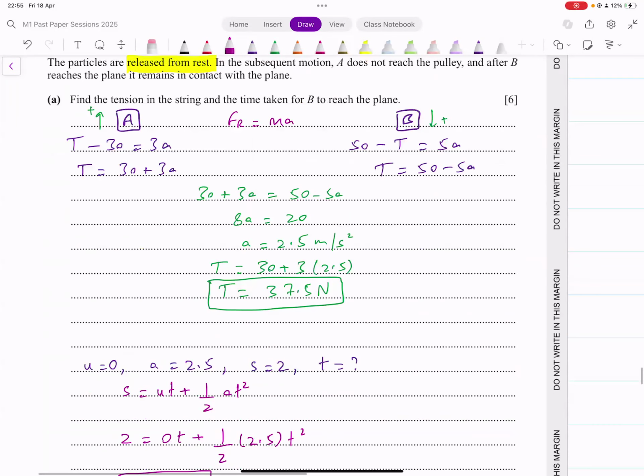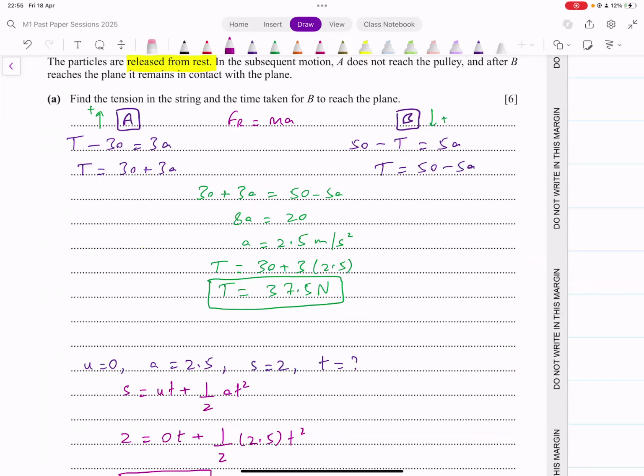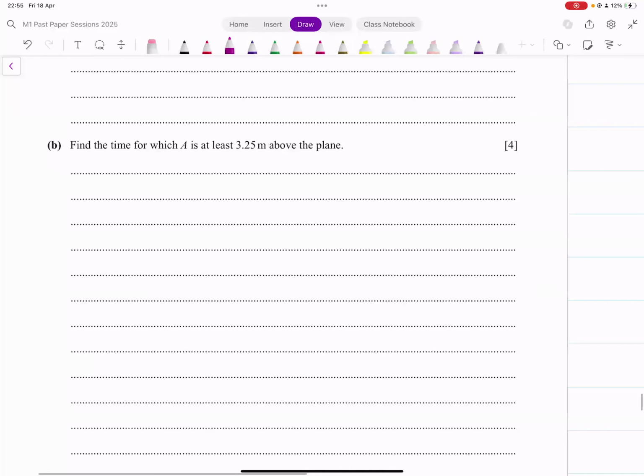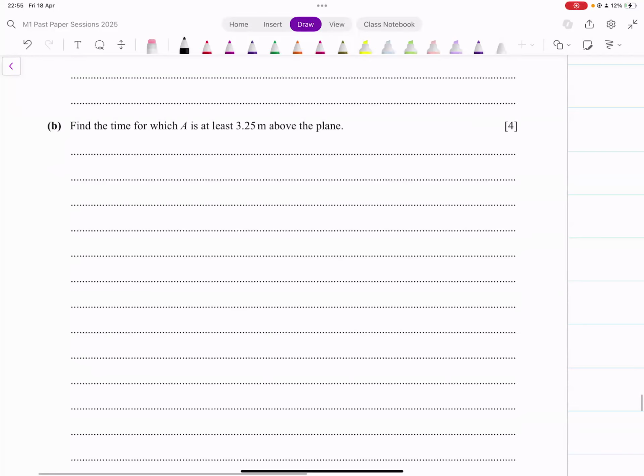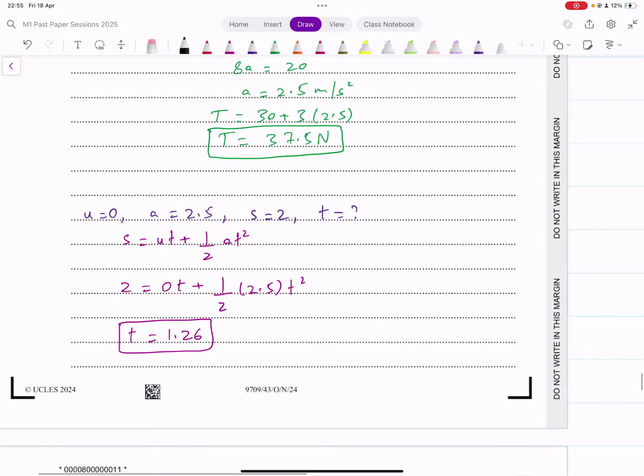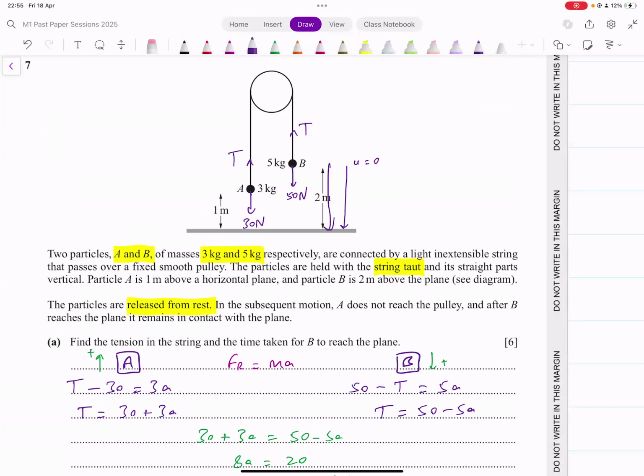That was the first part of the question. Let's look at the next, not that complicated. All right, now how do we think about this? You see B is moving downwards by 2 meters. What about A? A would also move up by 2 meters.